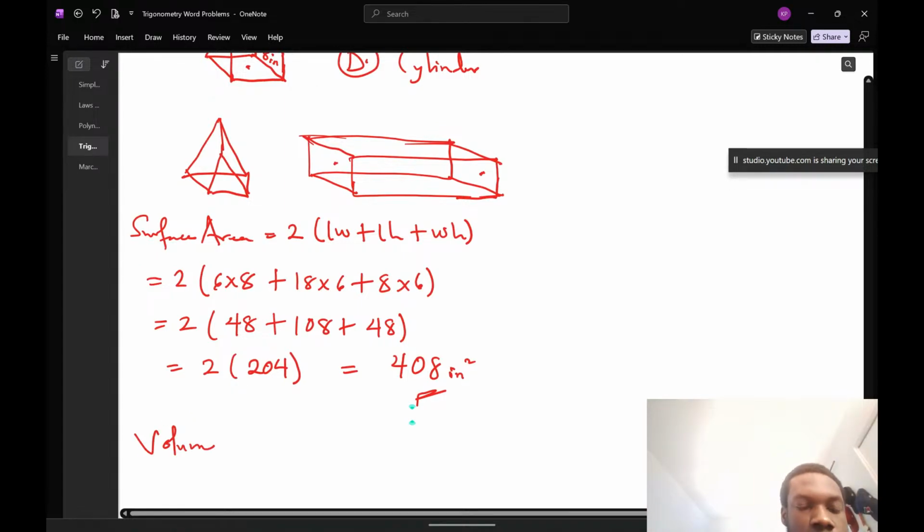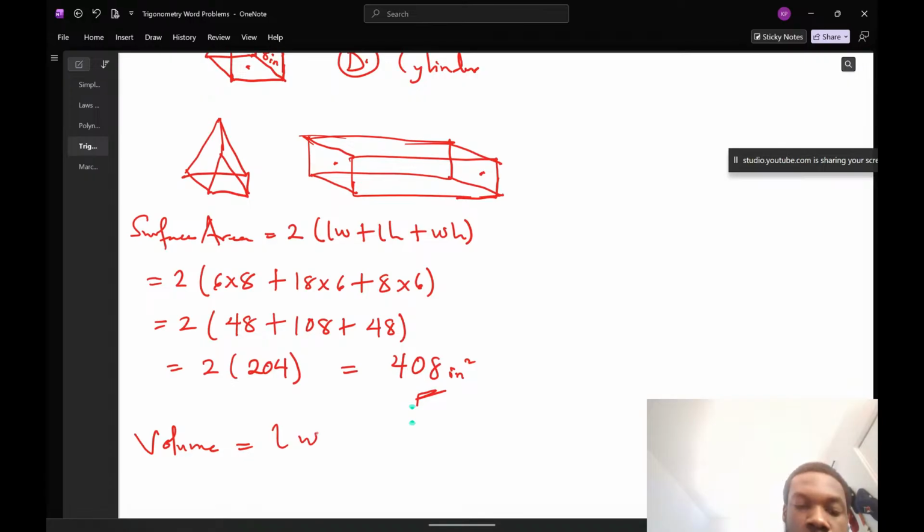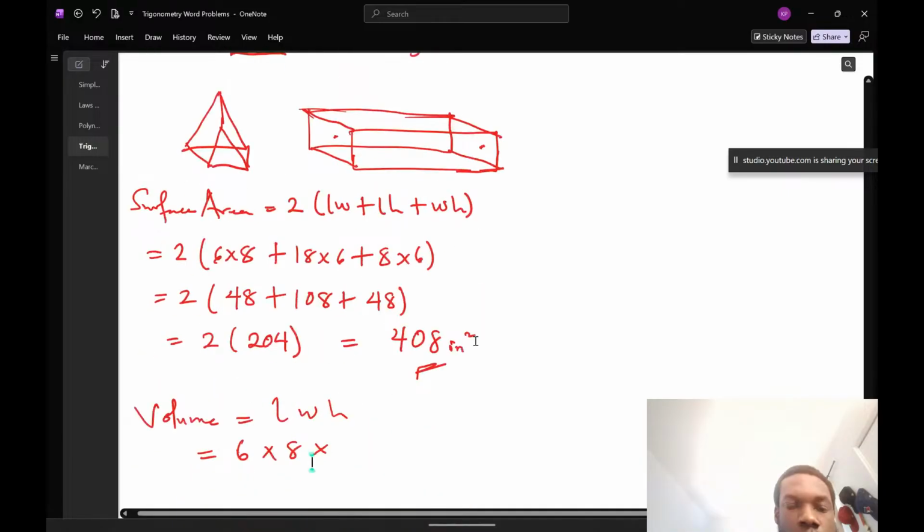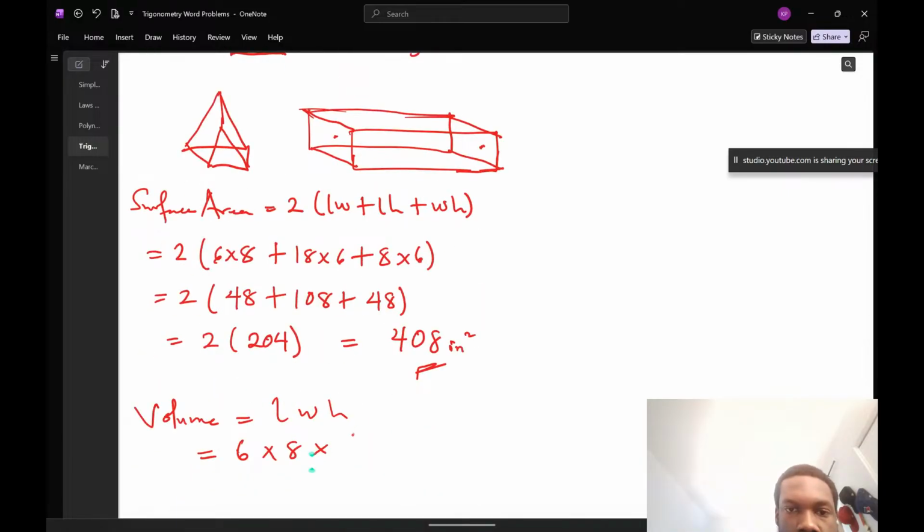So let's do the volume of this rectangular prism. Sorry, volume is length times width times height, right? So that will be 6 times 8 times 18.